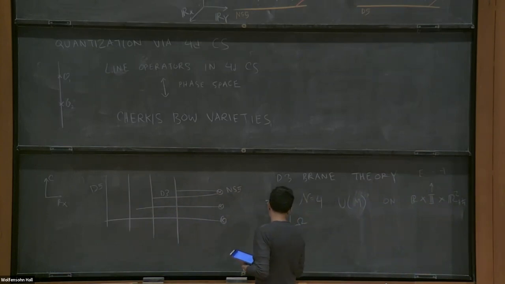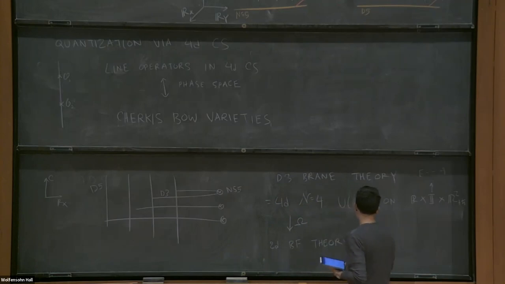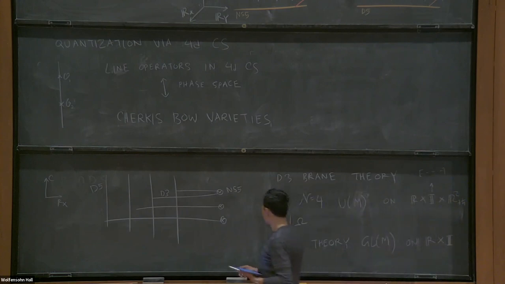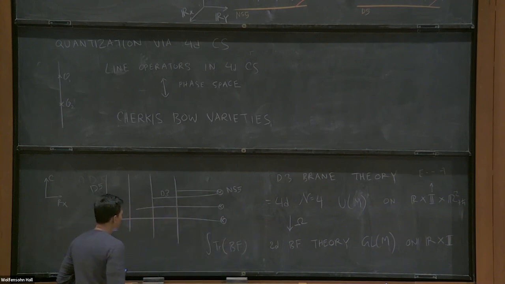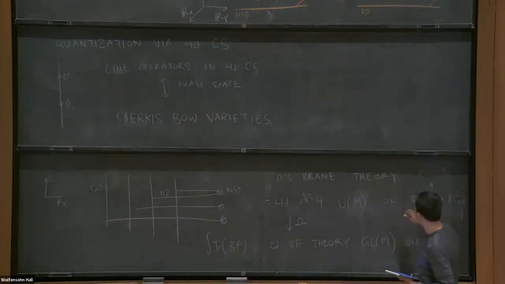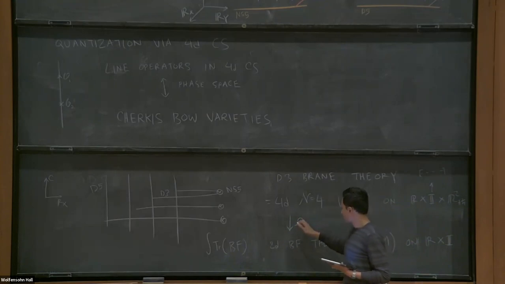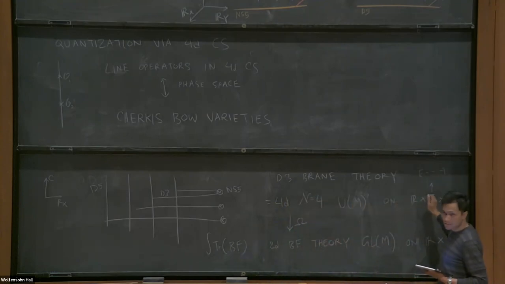The claim is that this reduces to a 2D BF theory with GL_M gauge group on an interval. Here there is something extremely simple. It's just BF theory on that worldvolume. But this BF theory has boundaries, and there are boundary conditions on the fields of the BF theory. As I was saying, we know what these branes impose as boundary conditions on the fields of the 4D theory. And we can trace that boundary condition to here because we know how, under this omega deformation, B and A are related to the fields of the 4D theory.